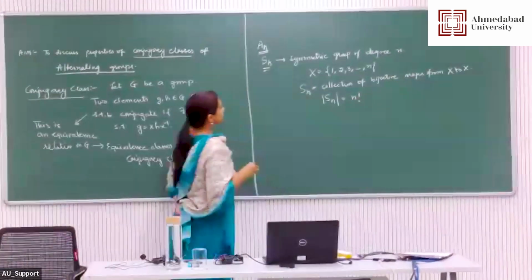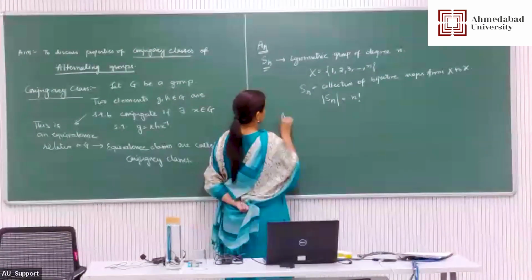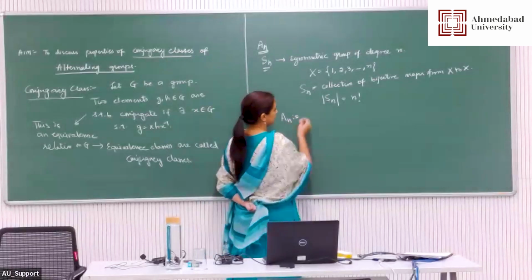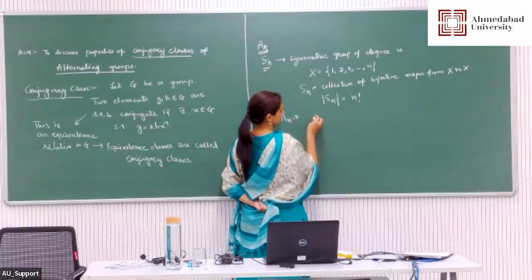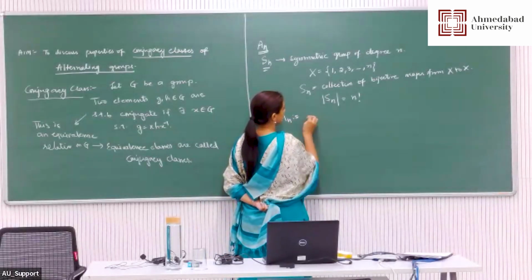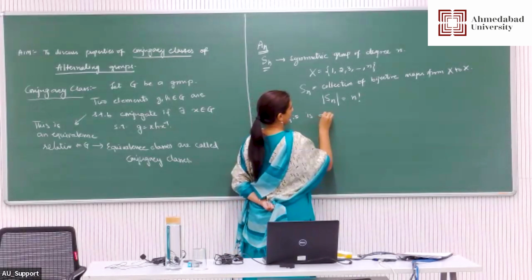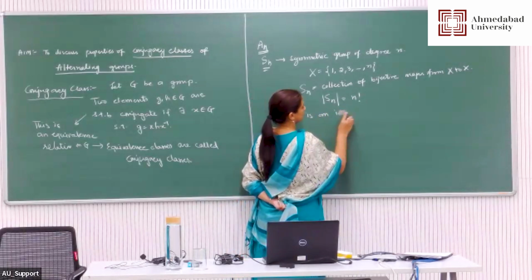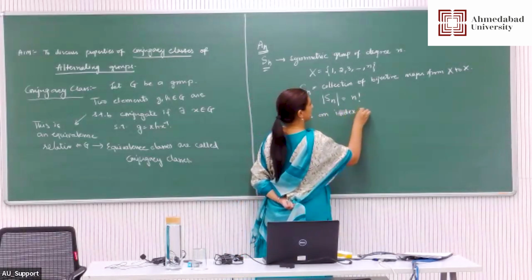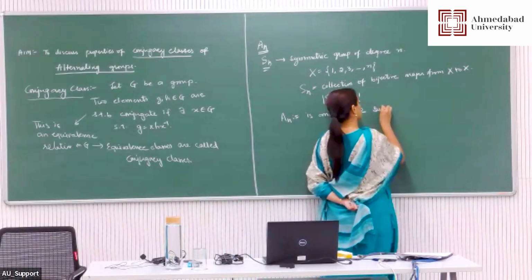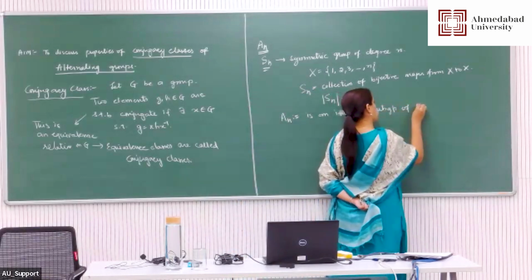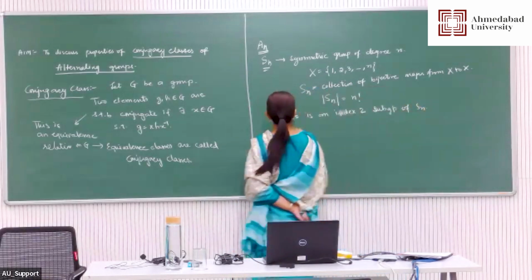Okay. The alternating group A_n is an index 2 subgroup. A_n is a normal subgroup, an index 2 subgroup of S_n. What type of elements does A_n contain?